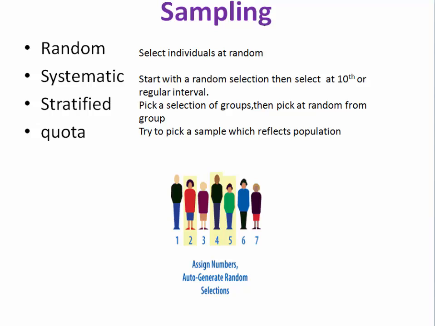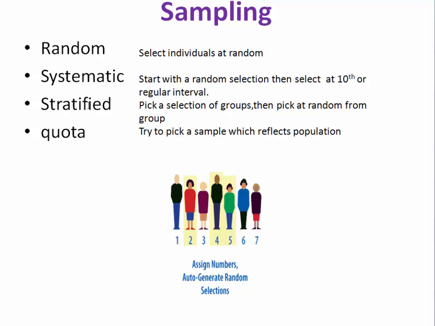When we're sampling, this can be random sampling, where we select individuals at random. We assign random numbers to people or objects using a calculator or a computer. And then if we're going to sample 20 people or 20 objects, we take the first 20 numbers, and that's our random sample. In systematic sampling, we start with a random selection and then select every 10th or every 15th person or object at regular intervals.